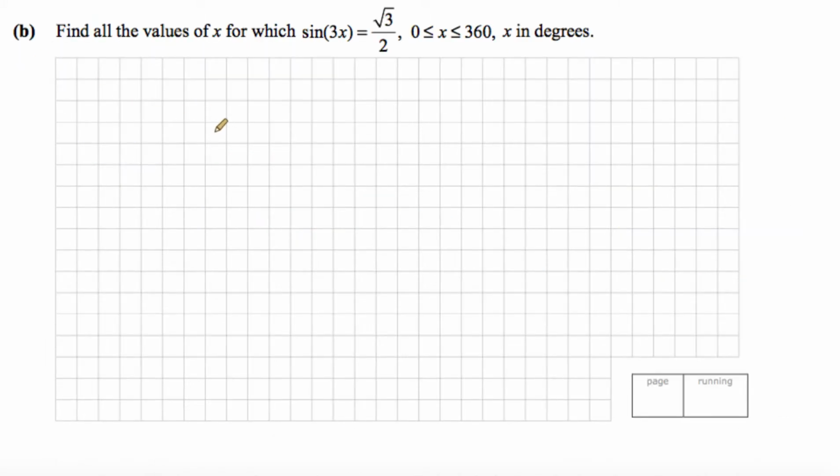Part B, find all the values of x for which the sine of 3x is equal to root 3 over 2, and x is between 0 and 360 degrees inclusive. So what we're going to do here is set your calculator to degrees mode. If the sine of 3x is root 3 over 2, well that means the angle 3x is the inverse sine of root 3 over 2, the fraction.